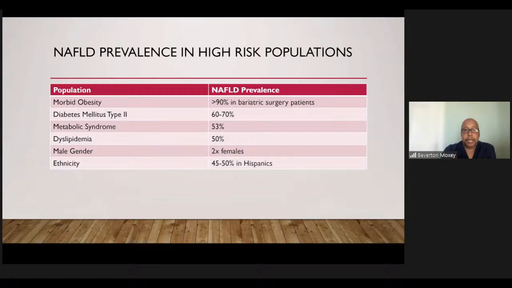So in someone who is morbidly obese, greater than 90% of those persons would have the presence of fatty liver disease. In a diabetic, we see NAFLD in 60 to 70% of diabetics. Persons with metabolic syndrome, 53%. Persons that have a dyslipidemia, 50%. Male gender is 2 times more likely to have NAFLD compared to females. And what we found is that persons of Hispanic ethnicity are more prone, and we see it 45 to 50% more in that population compared to others.